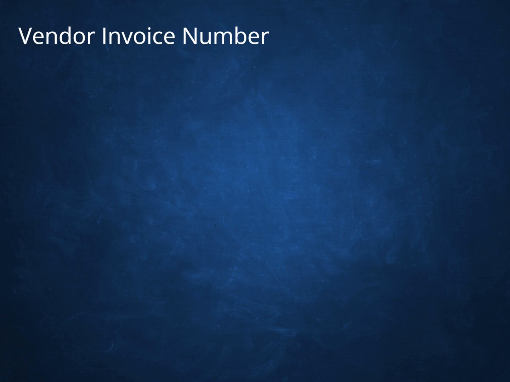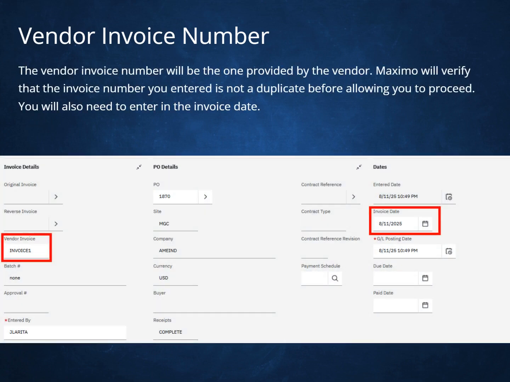Vendor Invoice Number. The vendor invoice number will be the one provided by the vendor. Maximo will verify that the invoice number you entered is not a duplicate before allowing you to proceed. You will also need to enter in the invoice date.